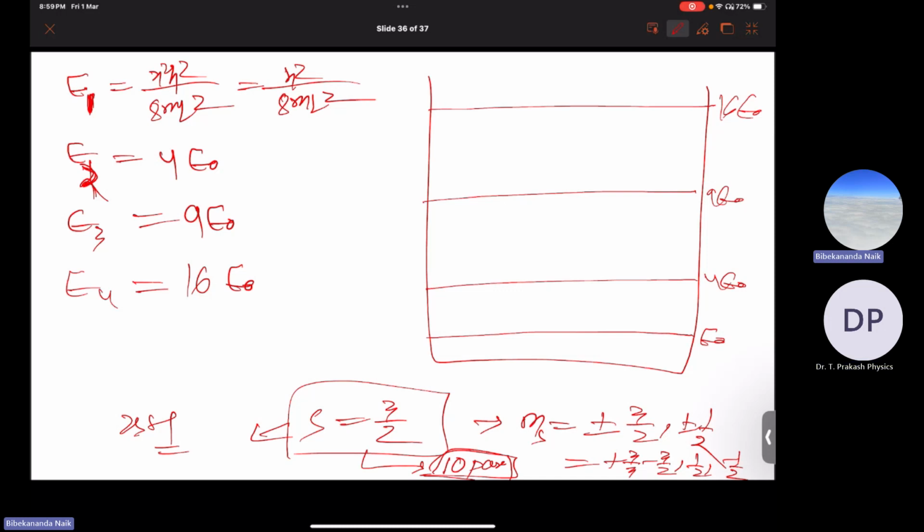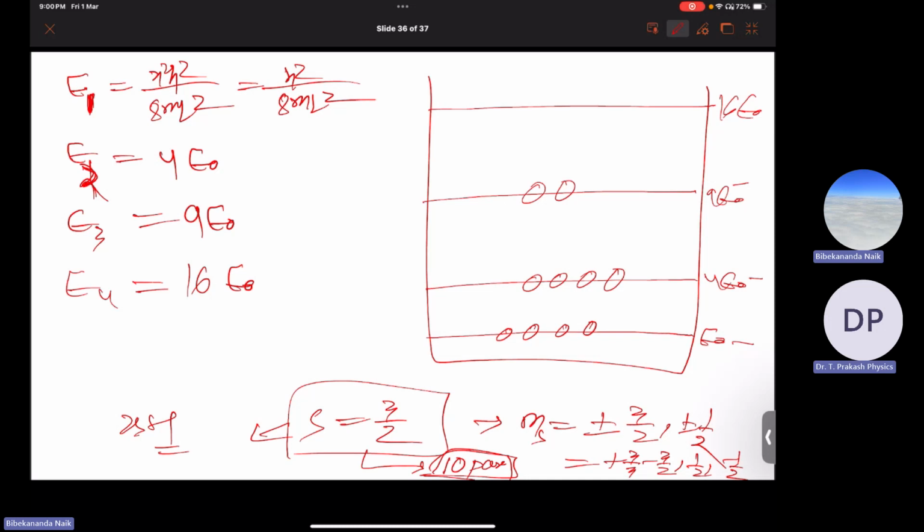So basically, since S is equal to 3 by 2, in one state we can fill four particles maximum. Is it not? Yes, sir. So in E0 we will have four particles. Then the next available energy level is 4E0, so we will again have 4 particles. Then the remaining particles are how much? 2, because we have 10 particles. So 4 particles in E0, 4 particles in 4E0, and the remaining 2 particles in 9E0.